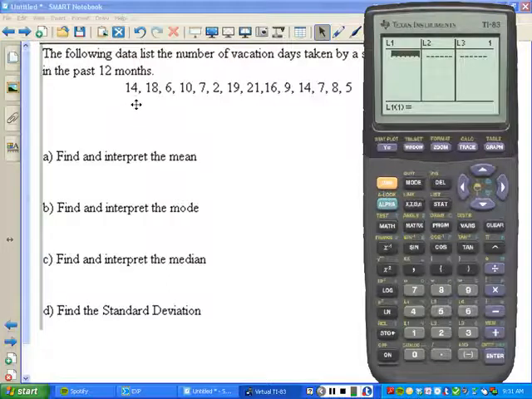So, we're going to type these numbers in. 14, press enter. 18, press enter. 6, press enter. 10, press enter. 7, 2, 19, 21, 16, 9, 14, 7, 8.